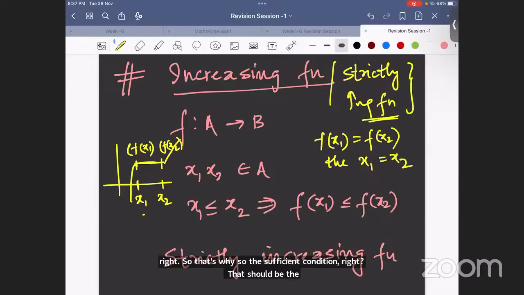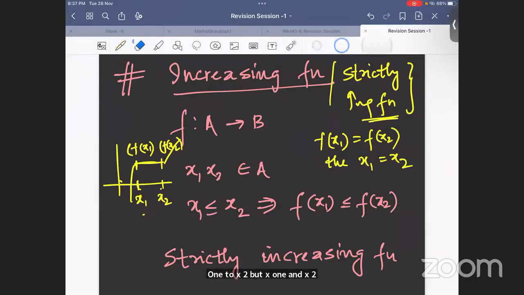Because this is also an increasing function, right? Increasing generally means non-decreasing. It's not decreasing, but for some interval, it can be a constant function, right? So here also you can see that from x1 to x2 it is a constant function. So the function value is same from x1 to x2, but x1 and x2 are different. That should not occur in a 1-1 function.